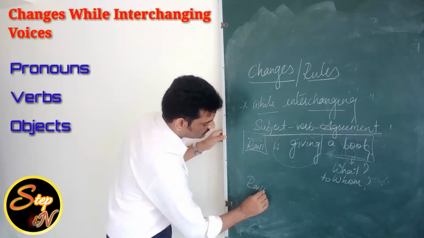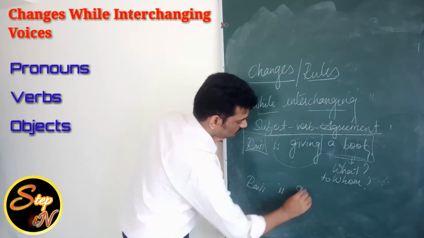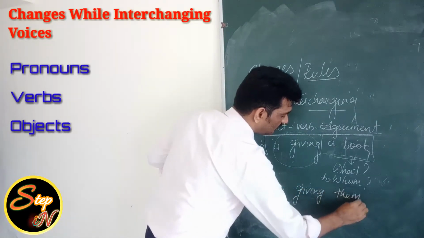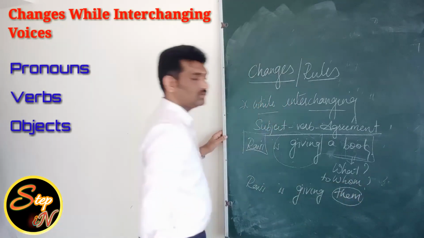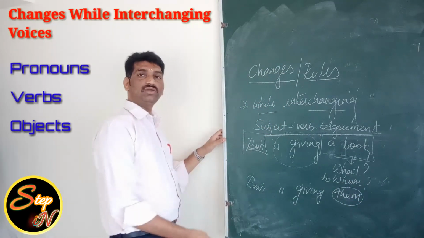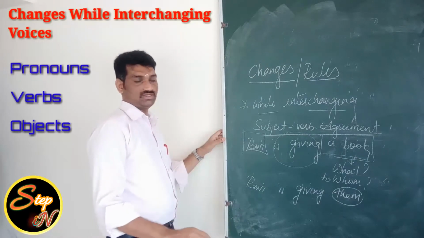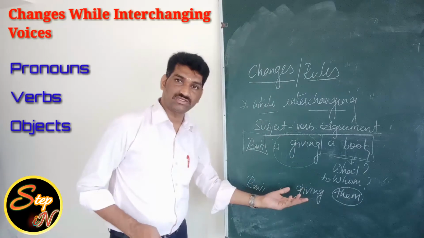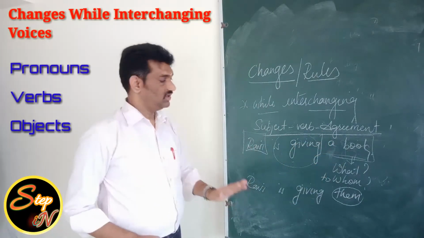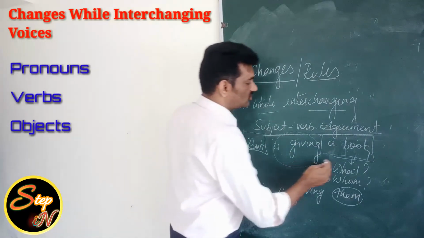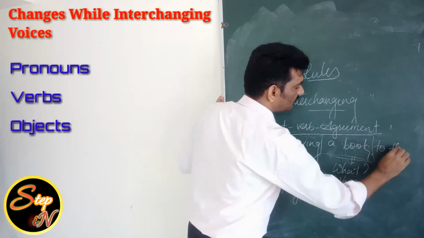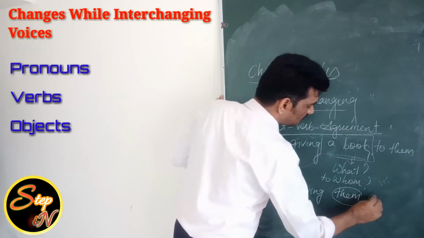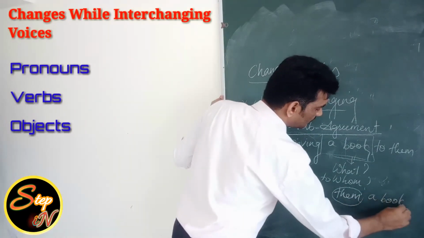So I can give you one more example so that it is very easy for you. So Ravi is giving them. So to whom? Them. Then that is also can be a kind of object. So sometimes we have two objects in the same sentence. Now for example, Ravi is giving a book to them, or Ravi is giving them a book. So either way we can take.